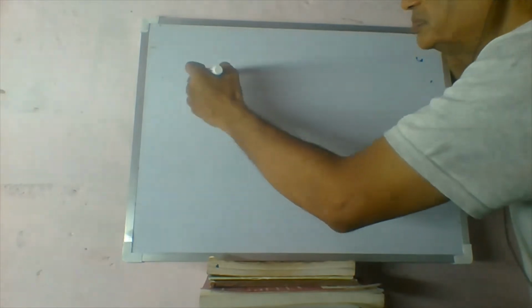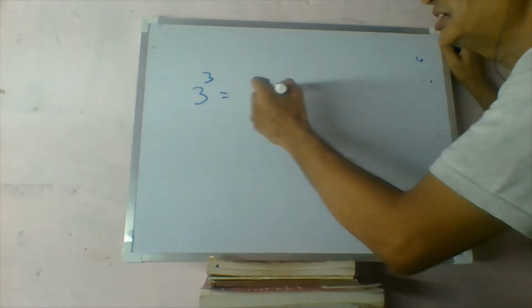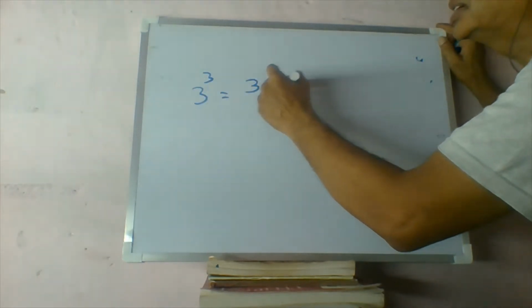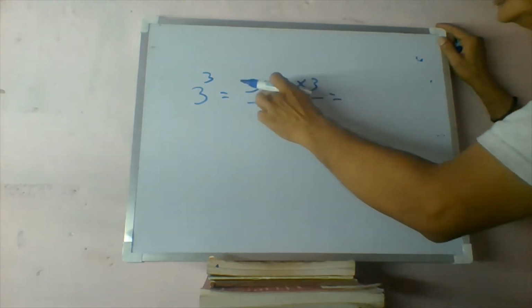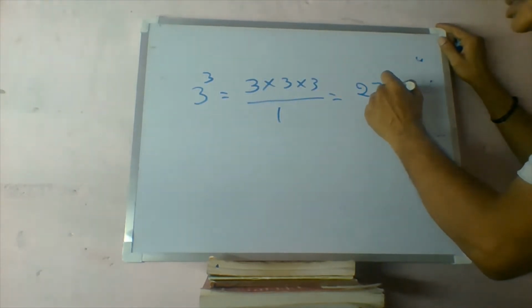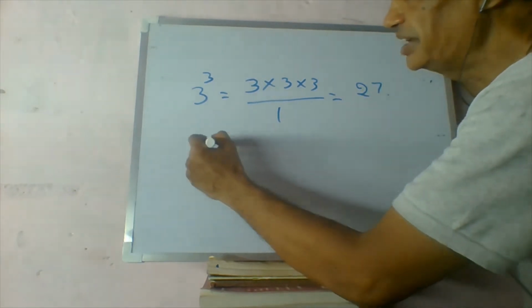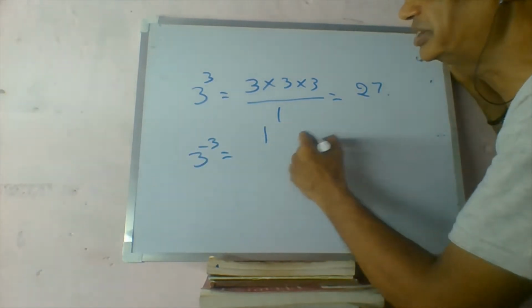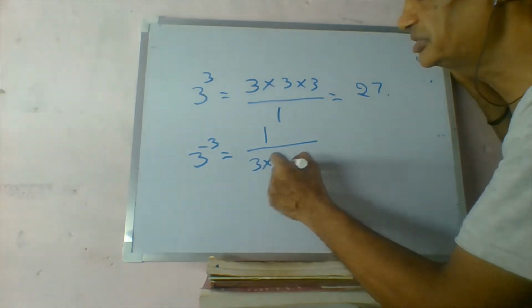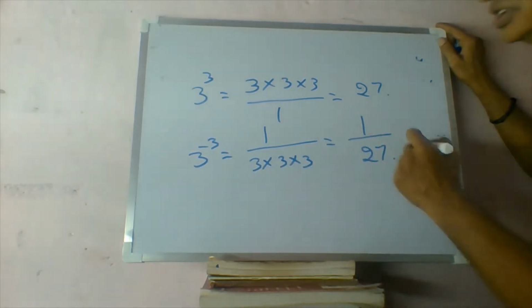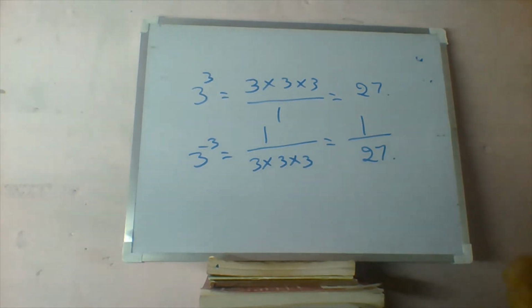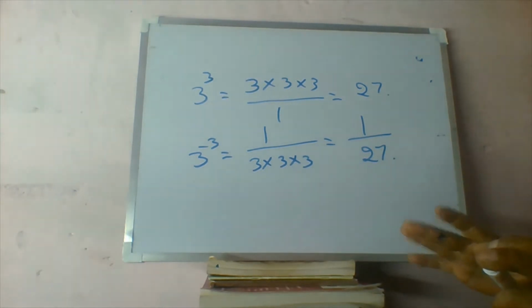Similarly, 3 raised to power 3, it is in numerator, 3 threes to be multiplied together. So it will be 3, 9, 27. If it is 3 raised to minus 3, it will be in denominator. 3 threes multiplied together. So it will be 1 by 27. So far so good.